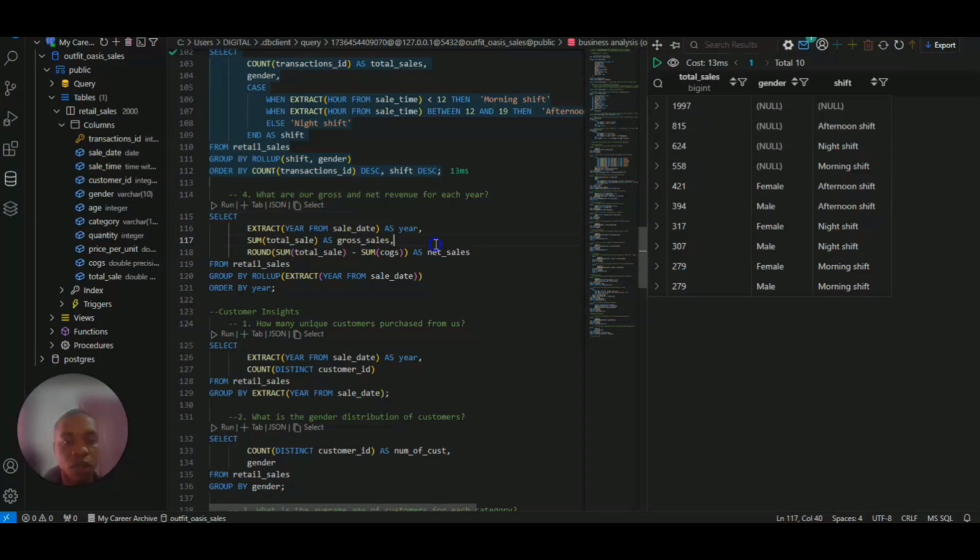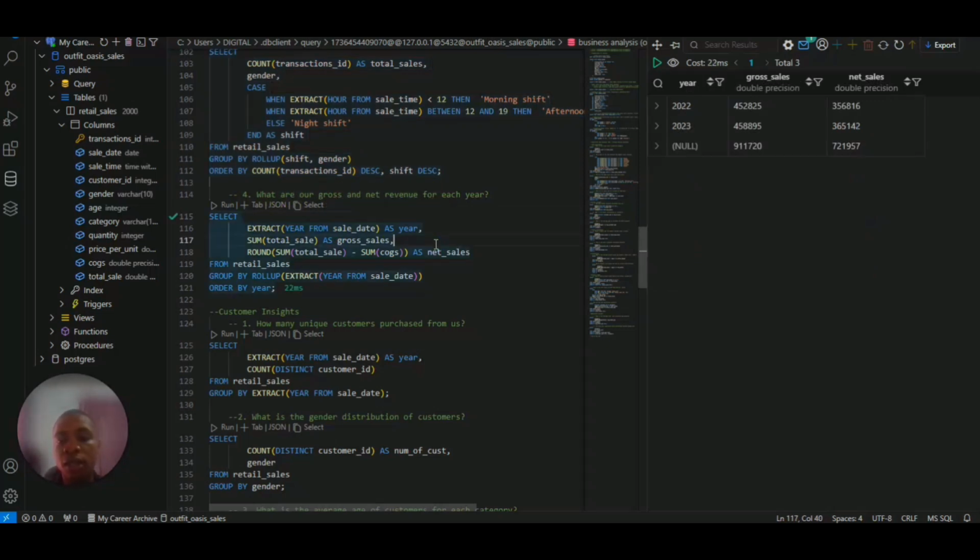So I will just go to the next question, which says, what are our gross and net revenue for each year? Like I said, the data set only had 2022 and 2023. This is the gross sales for each year. So you can see that the company was doing over 450K in gross sales for each year. And then in net sales, we are around 350K.